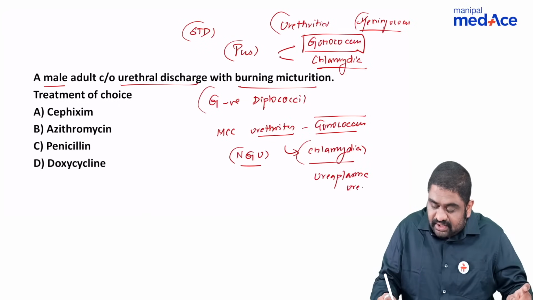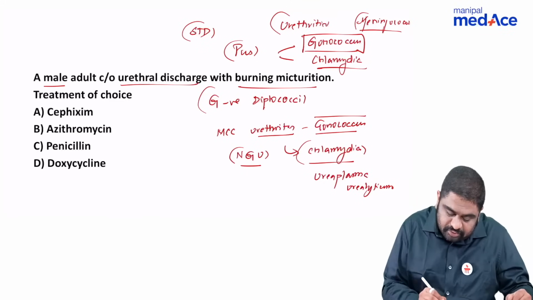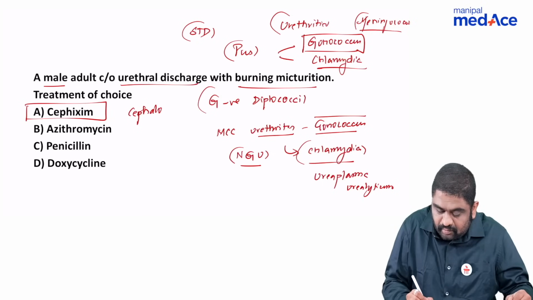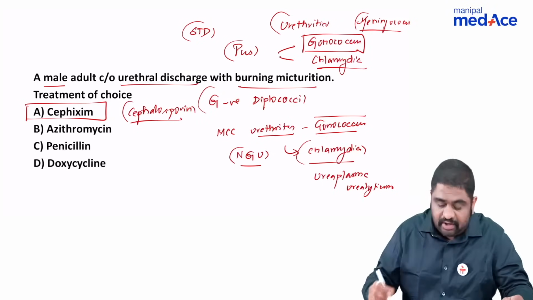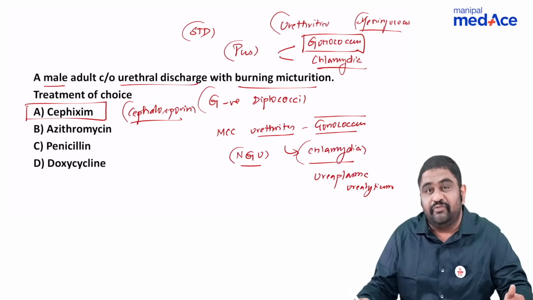Now, in this case, it's a clear indication that we are discussing Neisseria gonococcus. In case of gonococcus, the drug of choice has to be a cephalosporin. We have discussed this in detail when it came to the concepts of Neisseria, and also when it came to the concepts of virulence factors.